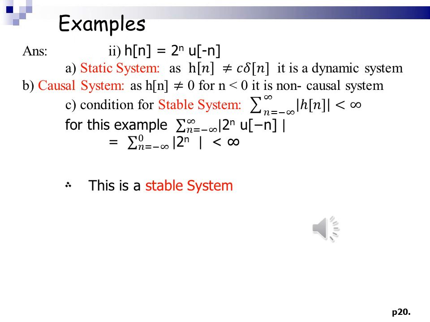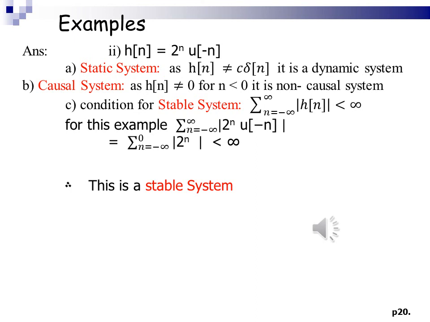Now for this system, first understand the static condition. It's an exponential function, it's not in the form of an impulse. So what I can say is h of n is not equal to c del n. That's why it is a dynamic system.